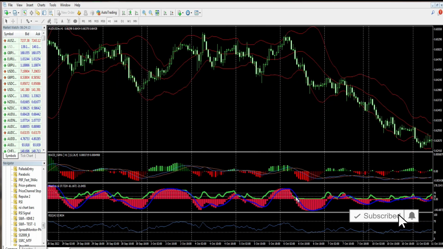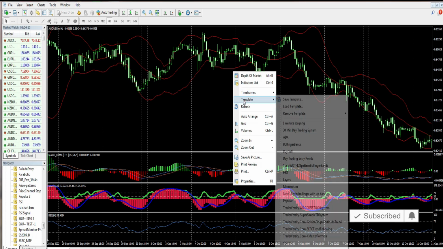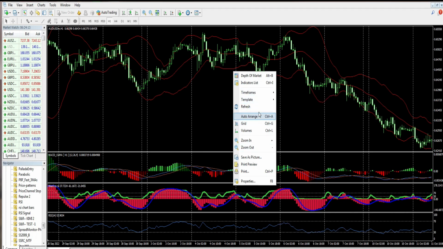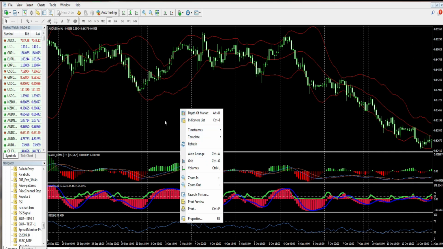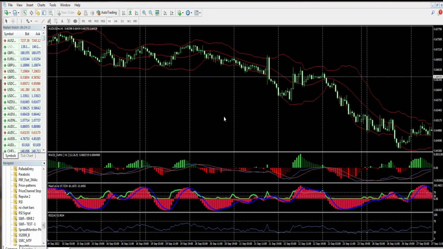If the histogram is above the zero line, it means that the fast-moving average is rising above the slow one, gradually moving away from it, which indicates an uptrend. If the bars go below the zero line and the fast-moving average is below the slow one, it's a downtrend.